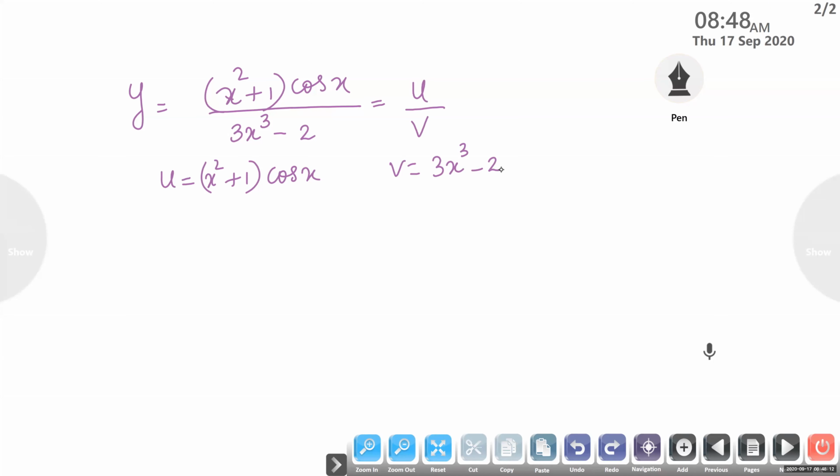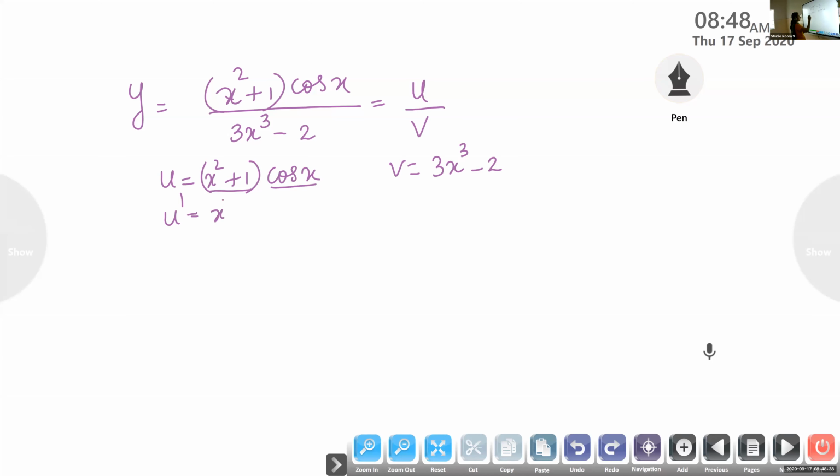Now to find u dash, which rule do we have to use? Product rule. Very good, Gayatri. We have to use product rule. Two functions are here: x square plus 1 and cos x. So you have to use product rule. So u dash.